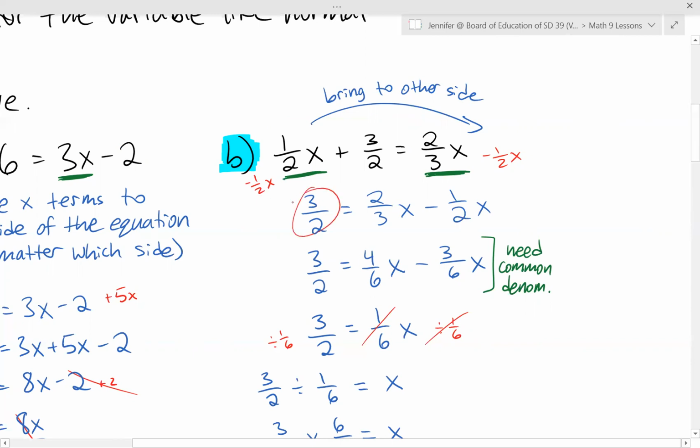So I'm just left with 3/2 here, and I've got my minus 1/2x on the other side. So my x's are on the same side. Now I can combine and collect my like terms.